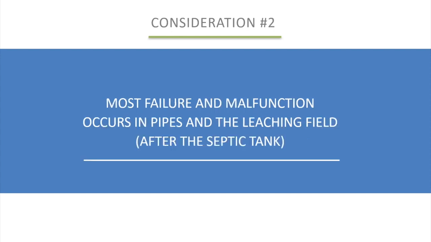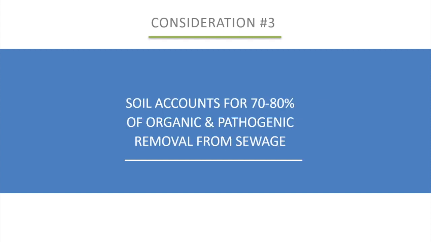Most failure and malfunction occurs in the pipes and the leaching field after the septic tank. So having people that specialize in pumping or inspecting just the tank, we're missing the point. Soil accounts for 70 to 80% of the organic and pathogenic removal from the sewage. So we need good, unsaturated soil.